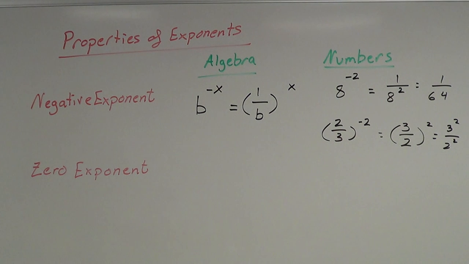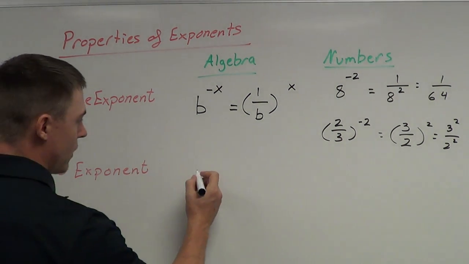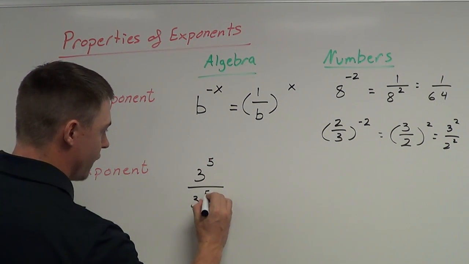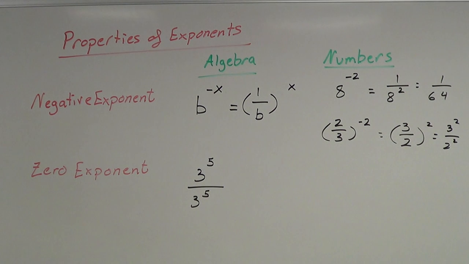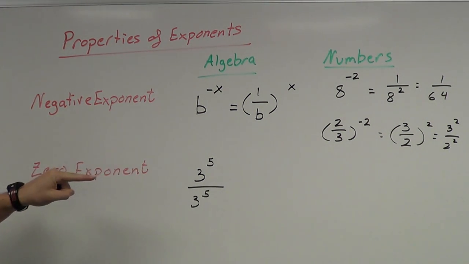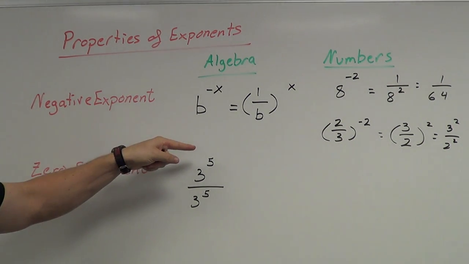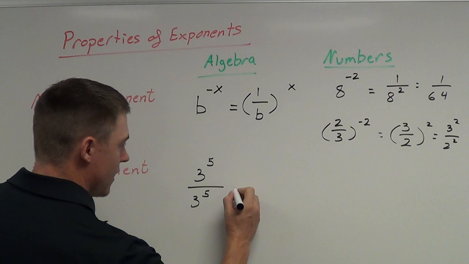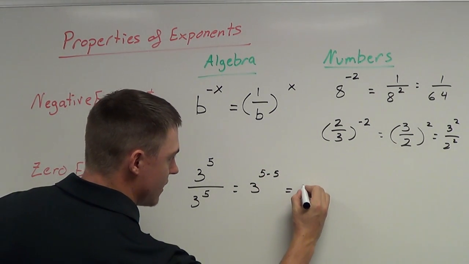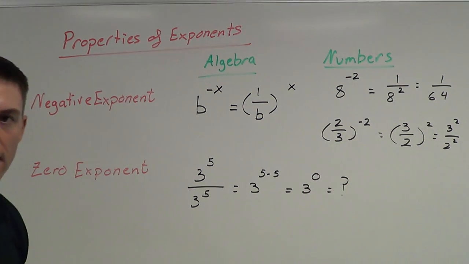So what if you had this scenario? I'm not going to start with the algebra, start with a quick example. What if I had 3 to the 5th power divided by 3 to the 5th power? What would happen? If I have 3 to the 5th power over 3 to the 5th power, if I use my same rules with the quotient property, I need to subtract these exponents. So this would be 3 to the 5 minus 5, which is 3 to the 0 power, which is, oh my goodness, what is that?